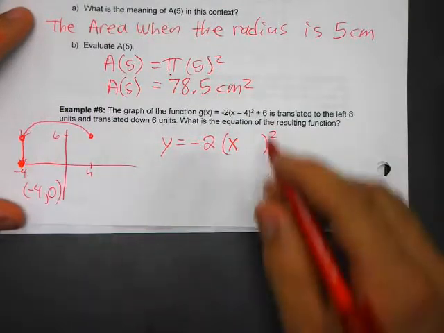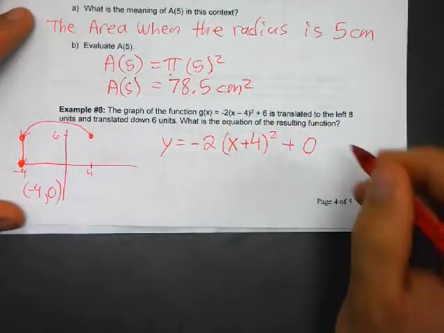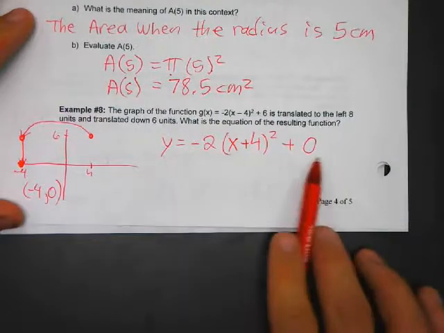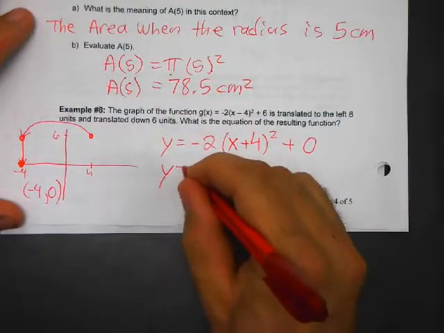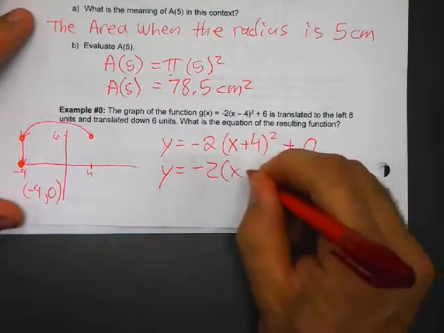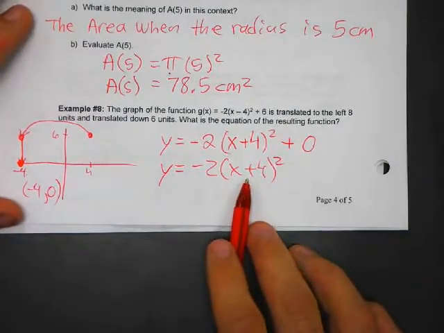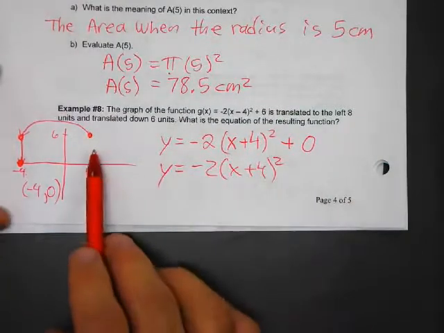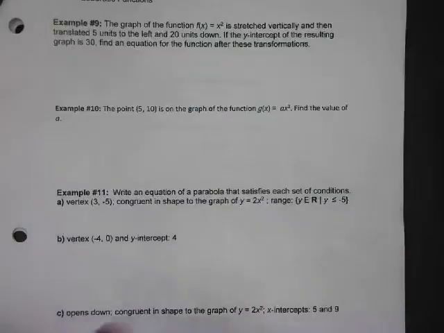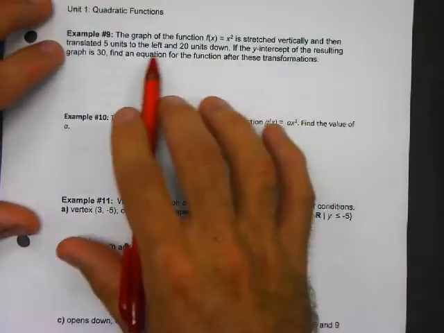Okay, so I'm going to put a +4 here. I'm going to put a +0 here. That's my new equation. If I wanted to clean it up, I don't need the +0 there. So it's -2 times (x + 4) all squared. That's the equation. So you just do a little bit of sketching, figure out where the new vertex is, and you're good to go.